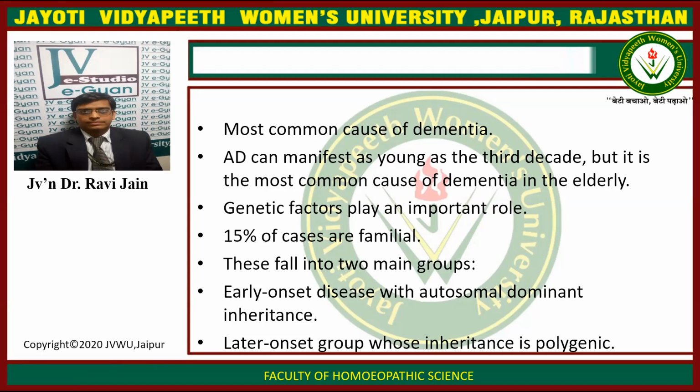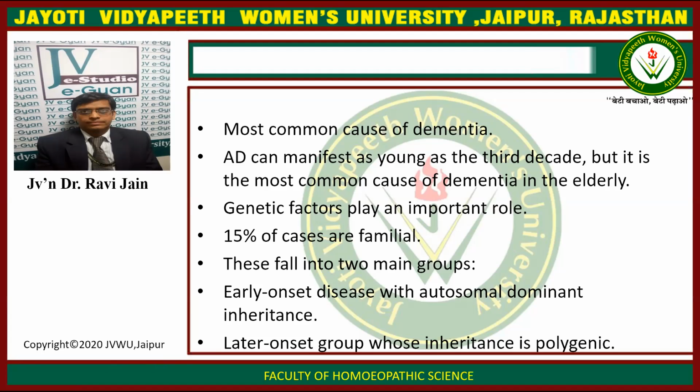So, Alzheimer's disease can manifest as young as the third decade. As we have seen, dementia was commonly seen in old age, but Alzheimer's can also affect young people, especially in the third decade. But it is a more common cause of dementia in the elderly.